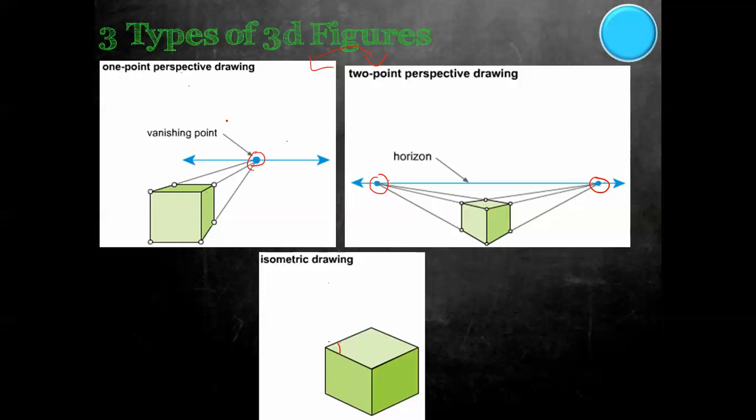On a perspective drawing also, lines that we know are parallel are not always going to be parallel. If you notice on these lines, all three should be parallel, but they're not exactly parallel. Whereas on an isometric drawing, all lines are exactly parallel.